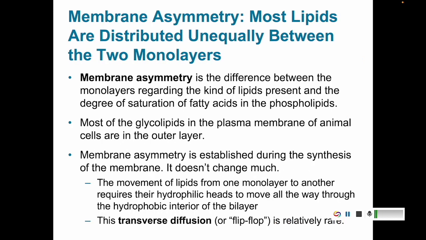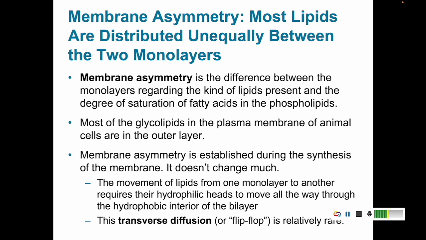The membrane is often asymmetrical. That means that the lipids present on one side of the membrane or the other are going to be different. How saturated those fatty acids are is going to be different in the side of the membrane facing the exterior or facing the interior. Most of the glycolipids in animal cells are going to be in the outer layer of the plasma membrane.